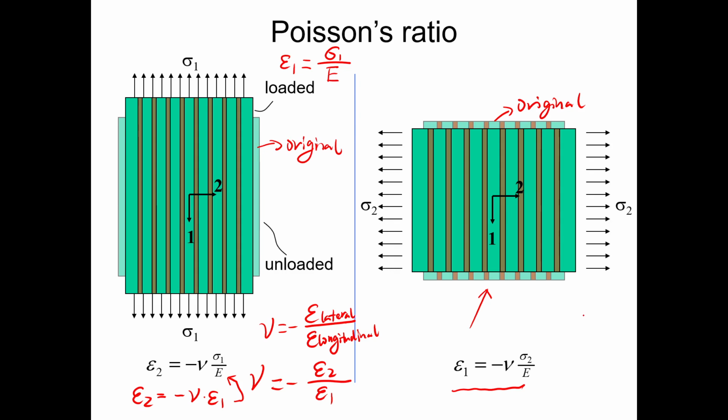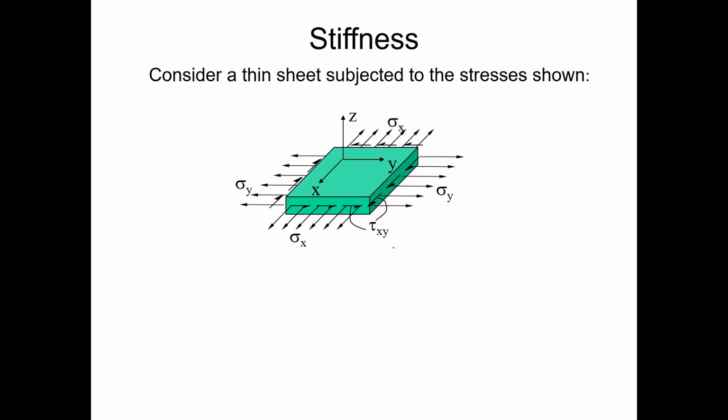With that in mind, now we can actually look at if we are applying multi-axial stress, not only uniaxially. Now we are applying stress in 2 directions, sigma x and sigma y. What will happen? In such case, you need to consider the Poisson ratio effect.